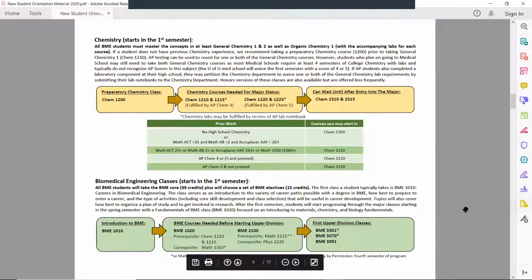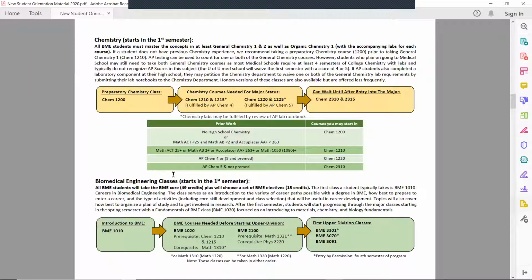Now, the other one that we need to get scheduled in here is chemistry. So going through and picking the right chemistry class is something you need to do. In my case, I said that I had a 4 score on the AP. So again, start at the bottom of the sheet and start working up. Here's the AP Chem 4 on here, and that says that I could start in Chemistry 1220.